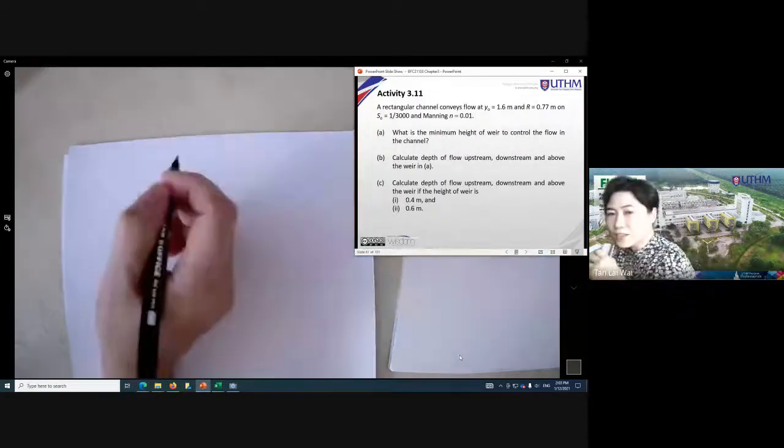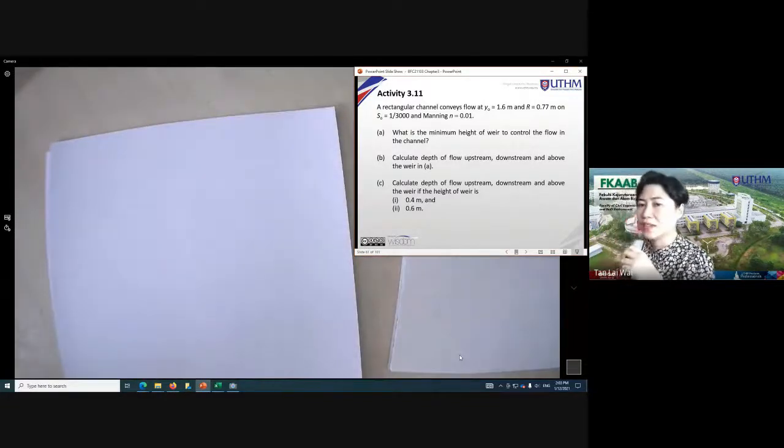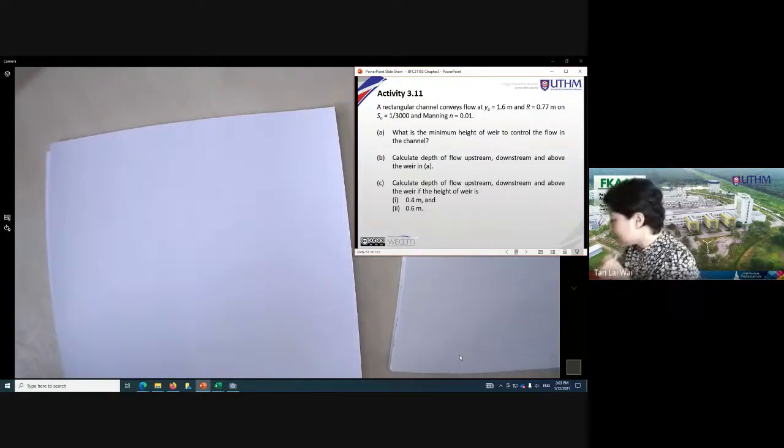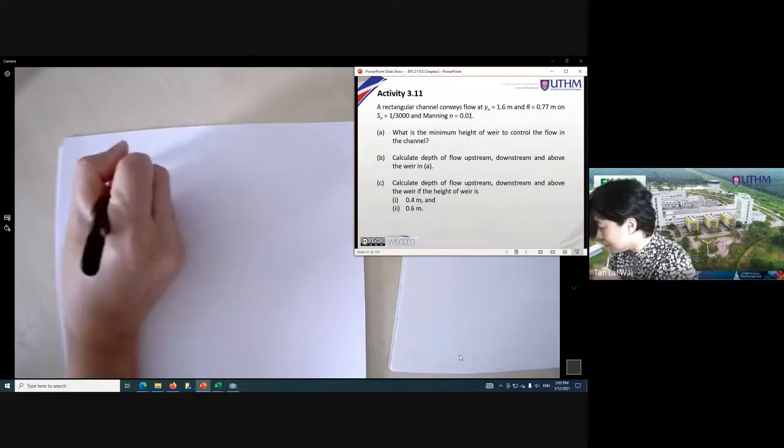Okay, now let's try this out. Activity 3.11. The question says rectangular channel. Once it's a rectangular channel, you know that you can use the simple formulas to find E min, to find yc, which is the depth of critical flow, and you can also use discharge over unit width, which is the lowercase q. Now let's try this out. I have a rectangular channel.